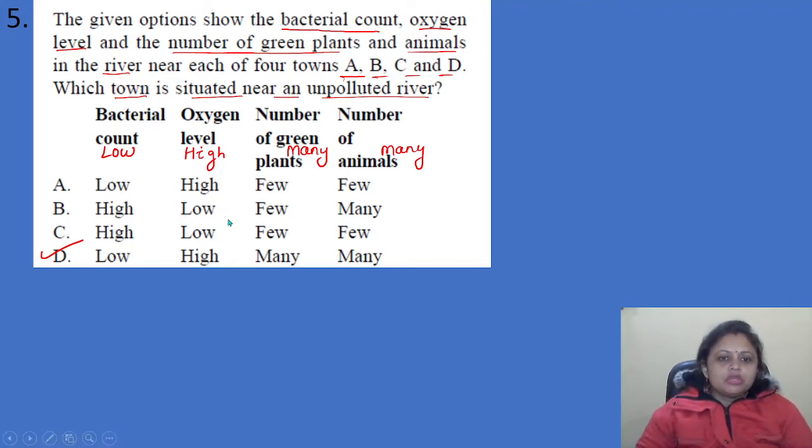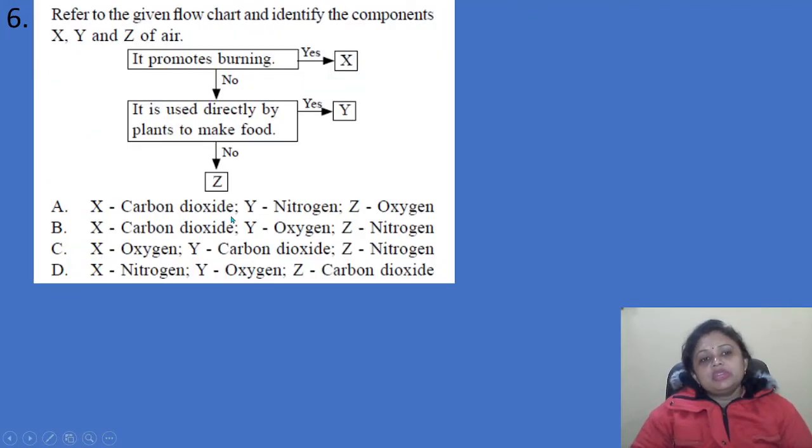Okay, coming to the next question, refer to the given flow chart and identify the components X, Y and Z of air. It promotes burning. Yes, X. No, it is used directly by plants to make food. Yes, Y. No, Z. Options are A, X carbon dioxide, Y nitrogen, Z oxygen. B, X carbon dioxide, Y oxygen, Z nitrogen. C, X oxygen, Y carbon dioxide, Z nitrogen. D, X nitrogen, Y oxygen, Z carbon dioxide.